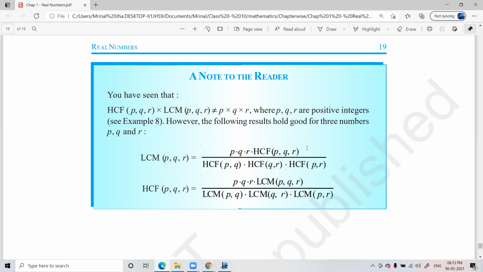Sir, is that quite lengthy? Yes, it is lengthy and you don't have to remember this. This is not for your exam. You will not get questions like this. This is just for information, okay?